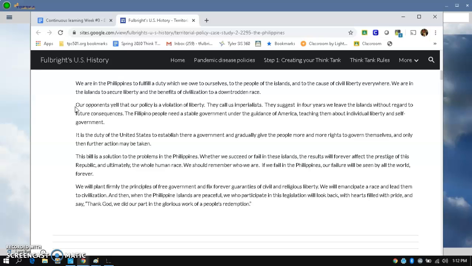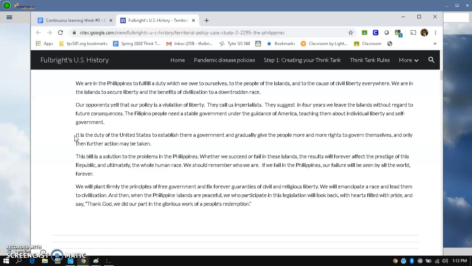Our opponents yell that our policy is a violation of liberty. They call us imperialists. They suggest in 4 years we leave the islands without regard to future consequences. The Filipino people need a stable government under the guidance of America, teaching them about individual liberty and self-government." These first couple sentences, he makes it seem like we have an obligation to be in the Philippines. Not because it's what's good for us, it's because it's what's good for them.